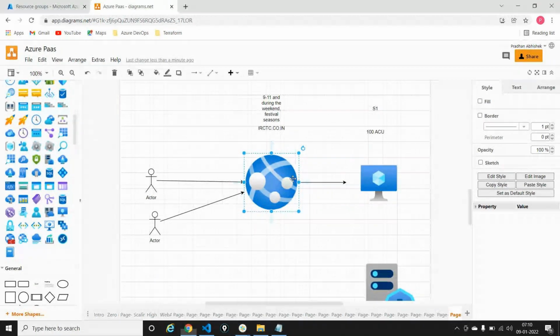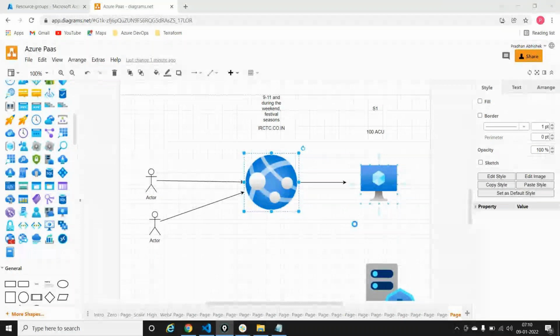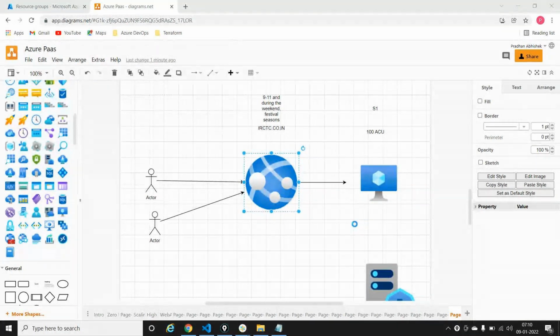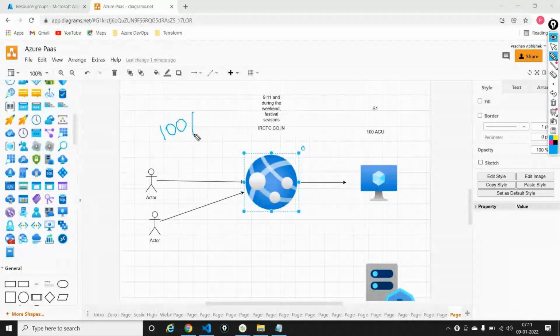The only reason that I could think of that happening is because the total 100 ACUs that are allocated to this particular website using this particular virtual machine in the backend is not really sufficient to handle the traffic, because this 100 ACUs is only designed for handling, let's say, about 100 users per second. This is what I have designed the website for, and this is how the website is actually designed.